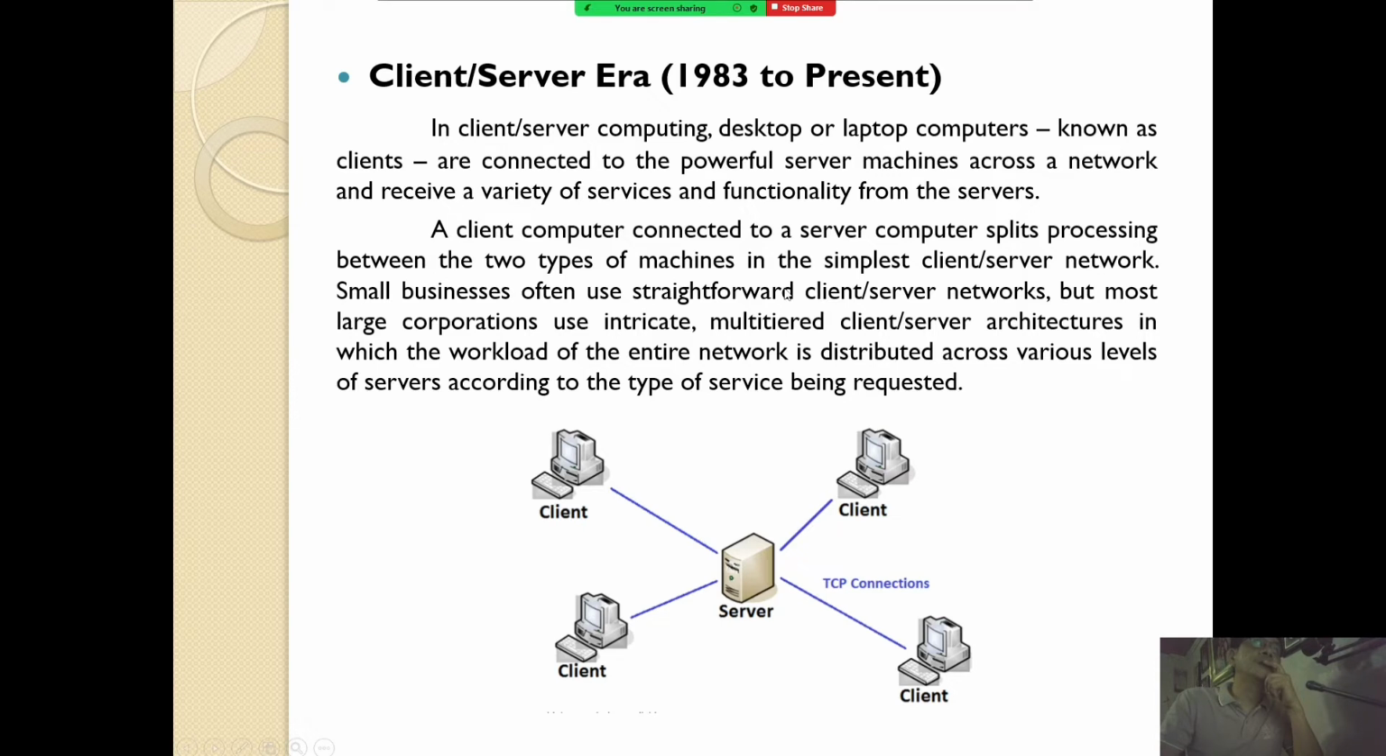Computing is split, with processing divided between two types of machines in the simplest client-server network. Small businesses often use a straightforward client-server network, but most large corporations use intricate multi-tiered client-server architectures in which the workload of the entire network is distributed across various levels of servers according to the type of service being requested. So this is how the client-server may be operated.